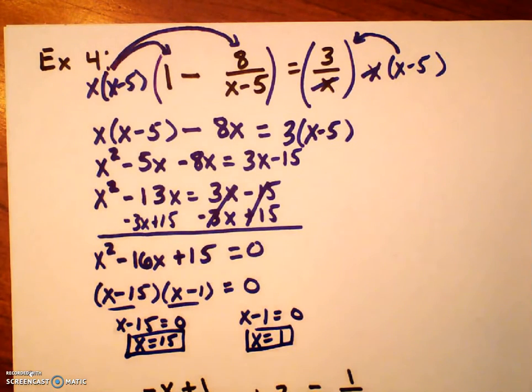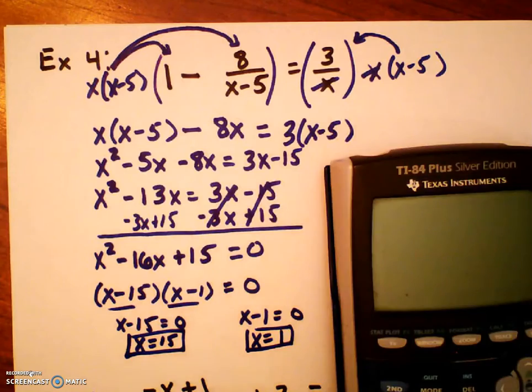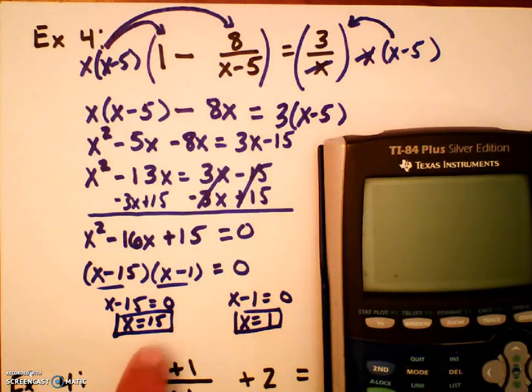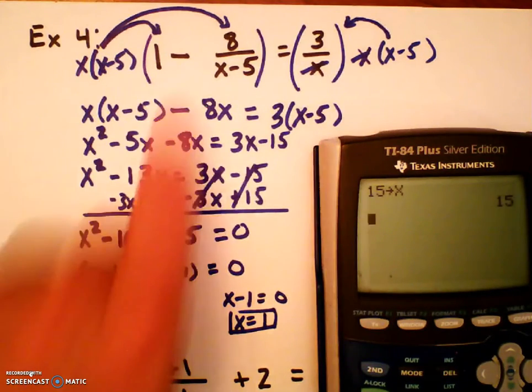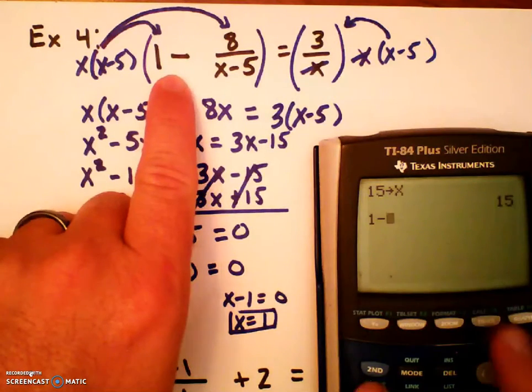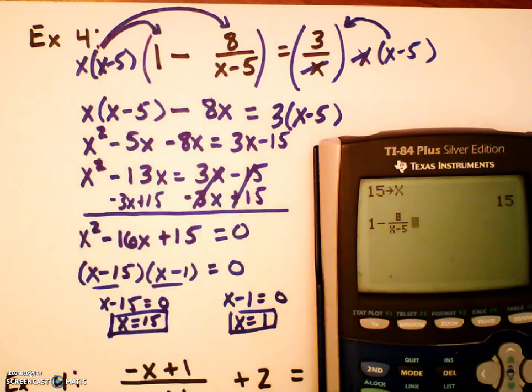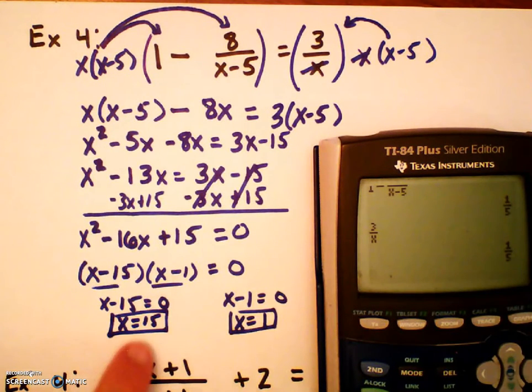Now, what we have to be careful with, though, like I said in the previous video, we could have what are called extraneous solutions. So what I'm going to do is test 15 first by storing it as x. I'm going to type in the original, which is 1 minus 8 over x minus 5. I'm going to hit enter. And I'm also going to do 3 over x. If you notice, they're the same. So 15 is a solution.